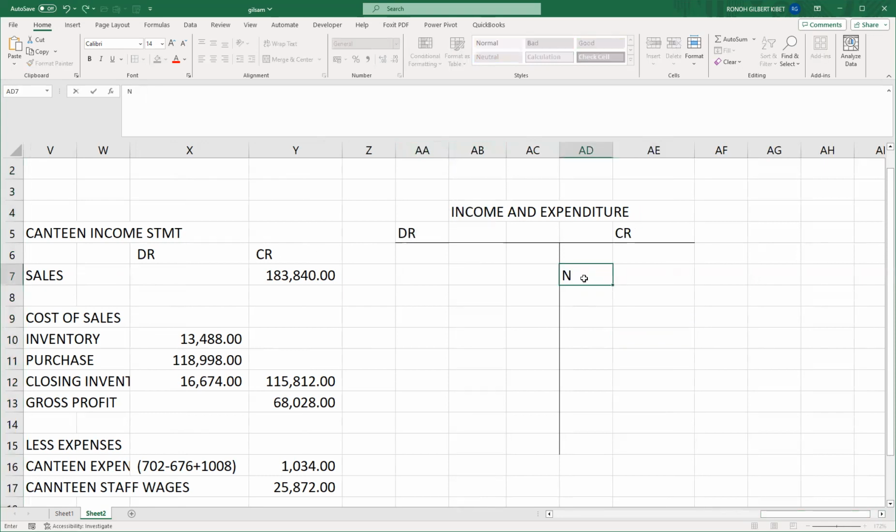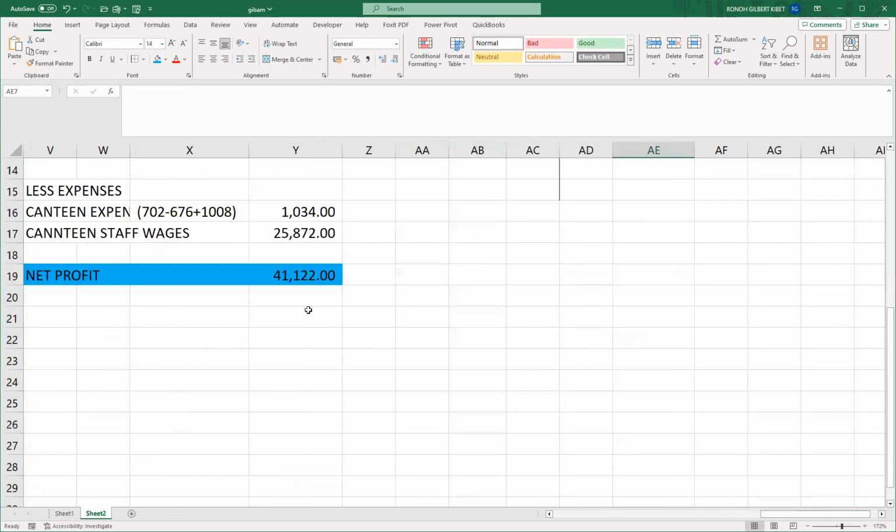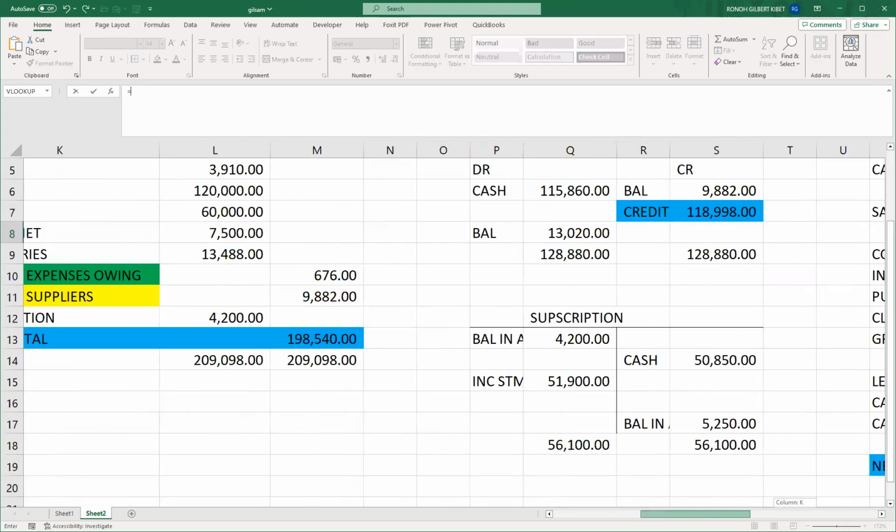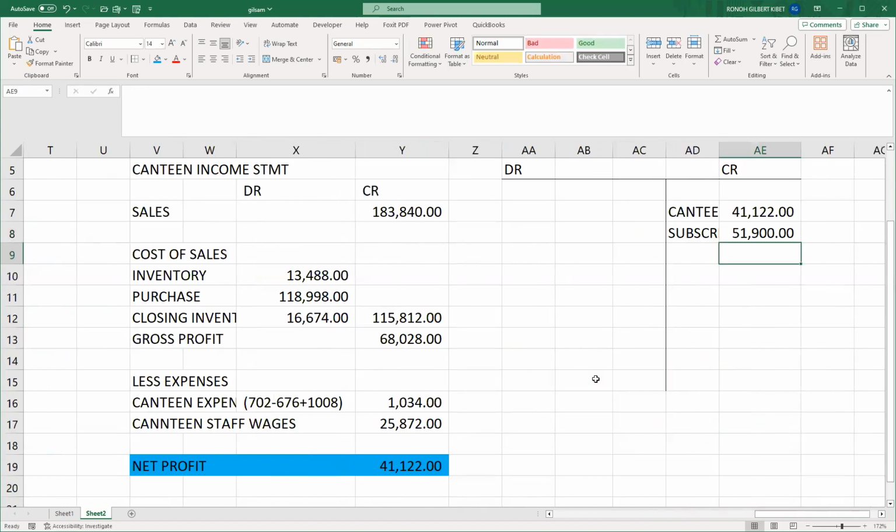Just write canteen profit. So canteen profit, we have this one. And then we have subscription. Subscription, we have quoted 51,900. What else? I think those are just the income on the workings.